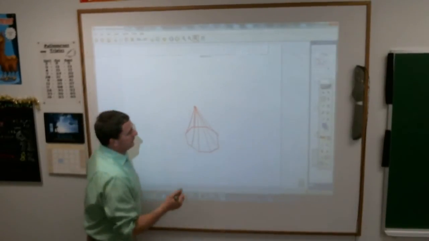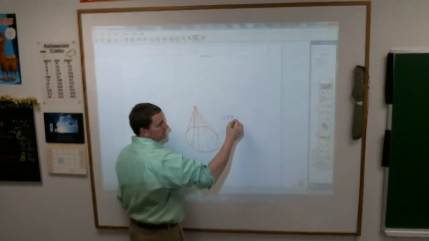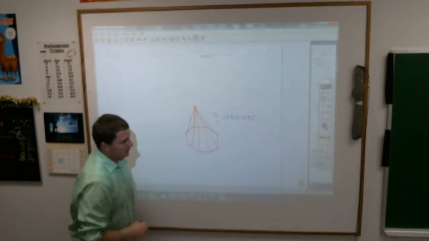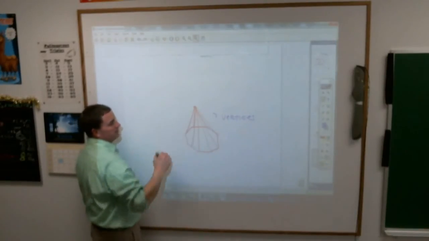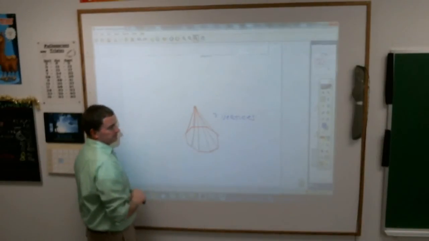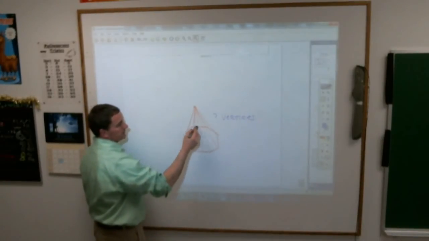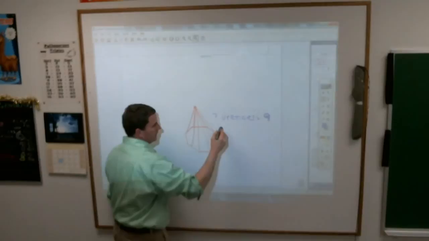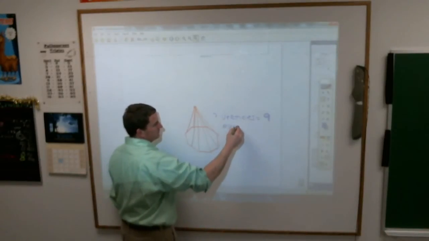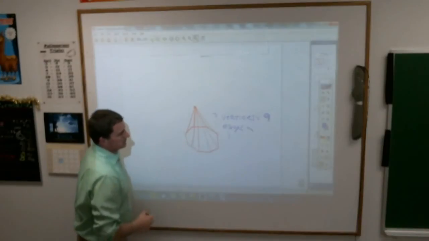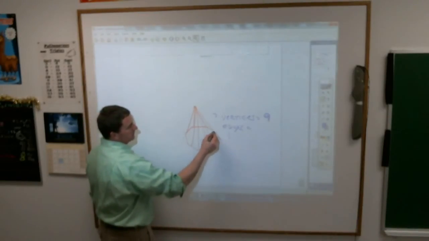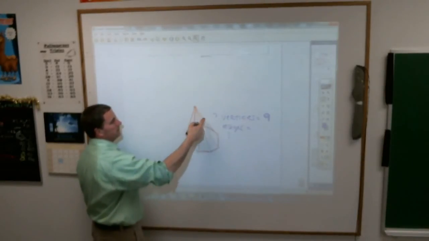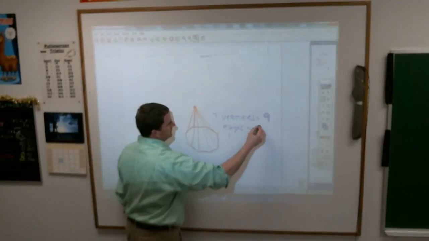If I asked you how many vertices this shape has, in other words, how many points do you come to? We know it's got one up there. How many are on the bottom? 1, 2, 3, 4, 5, 6, 7, 8. So it has how many total? 9 vertices. How many edges? You've got all these around the outside, 1, 2, 3, 4, 5, 6, 7, 8. Then you've got the ones that go up, 1, 2, 3, 4, 5, 6, 7, 8. 16 edges.